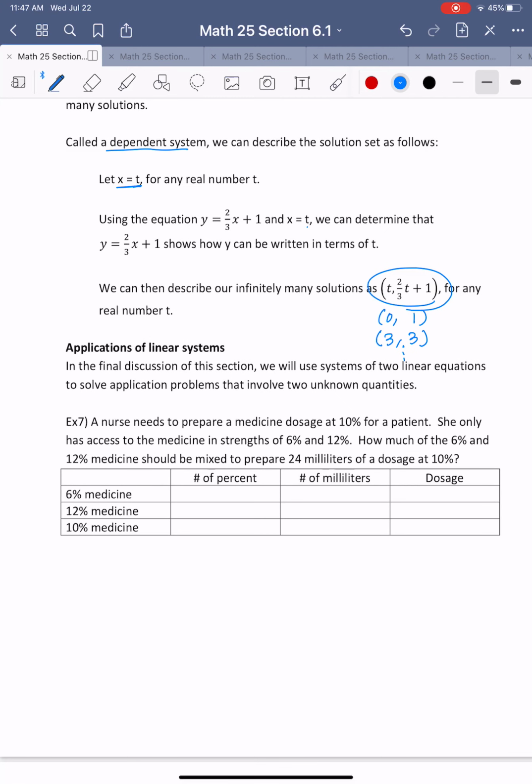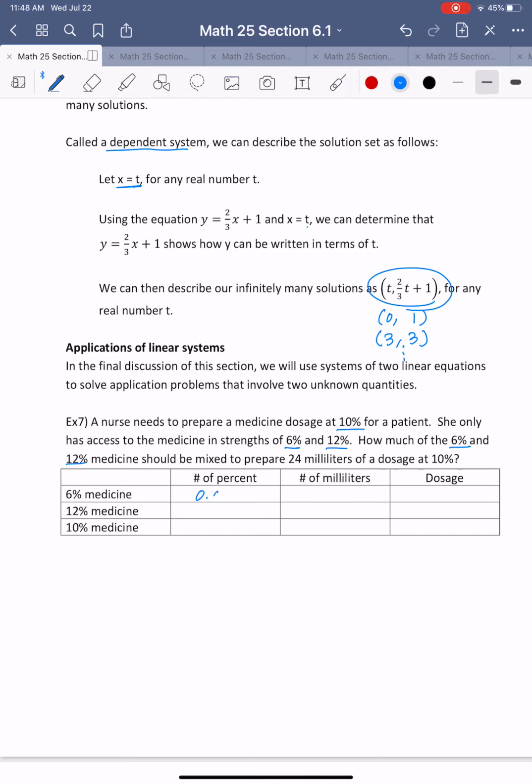Application of the linear system. In this final discussion of this section, we'll use a system of two linear equations to solve application problems that involve two unknown quantities. Alright, example 7. A nurse needs to prepare a medicine dosage of 10% for the patient. She only has access to medication strengths of 6% and 12%. So she can make the 10% from those bottles. So how much of the 6% and the 12% medicine should be mixed to prepare 24 milliliters of the 10% dosage?